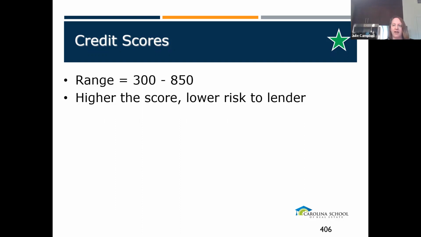So maybe they're not ready to buy today. Maybe we've got to get some of their debt paid off. But a good lender will work with them, because when they are ready to buy, doesn't that lender want that buyer to still use them? And they're going to remember them as, hey, they're the ones that helped me get here. So they're going to be the ones that I'm going to use.